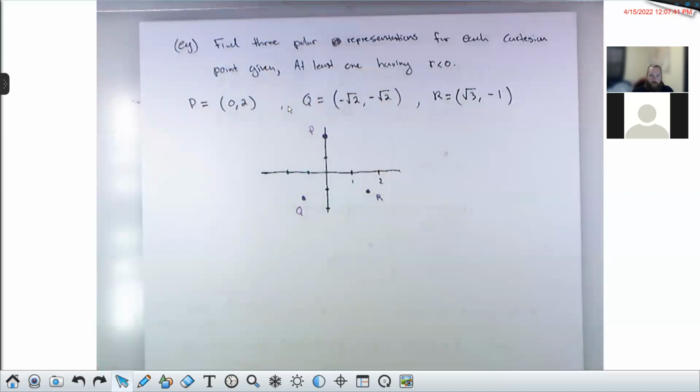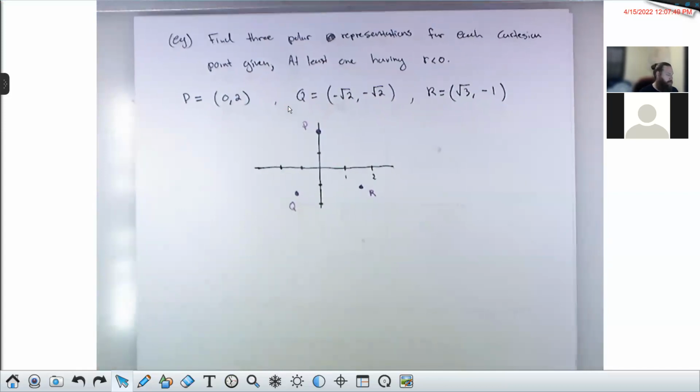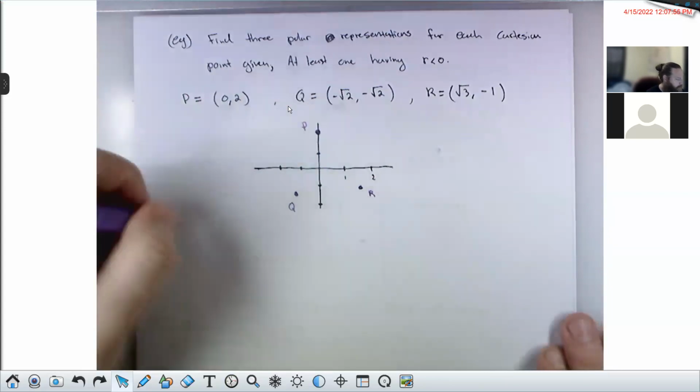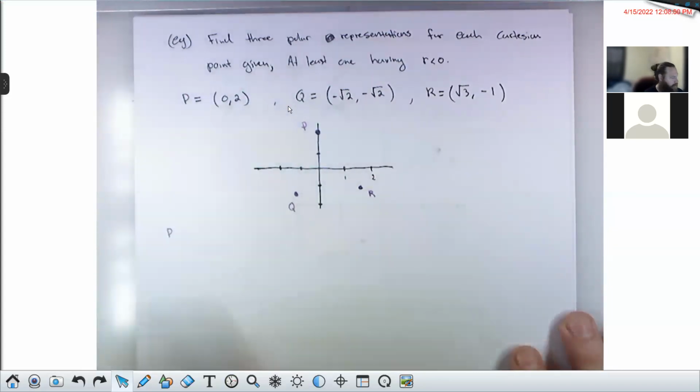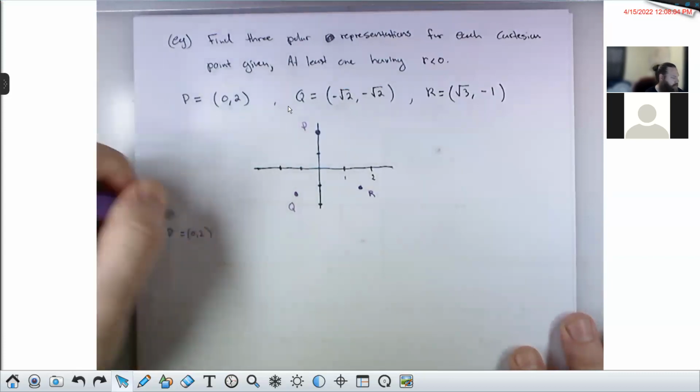And I want to find each of these 3 sets of polar coordinates. The point P we probably could do without thinking too hard at all. But let me warm us up, because for each of these, what we're going to do is use those equations. So P is 0, 2. That's your X and your Y.